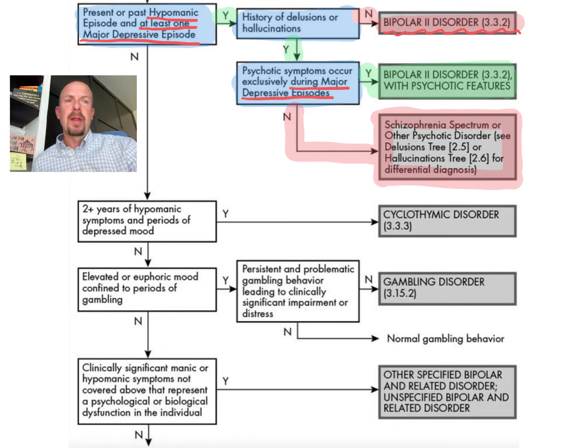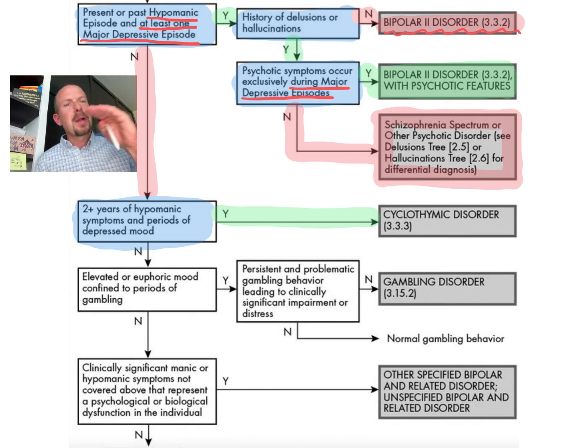Now let's continue down. Let's say that they haven't met the manic episode, they haven't met a hypomanic episode, so now we're really cruising down the pathway of discussing whether or not they've had 2 years of hypomanic symptoms and periods of depressed mood. So they haven't met the criteria for hypomania, they haven't met the criteria for a major depressive episode. If they haven't met those in 2 years, they've come close to depression, come close to hypomania, but haven't quite reached it after 2 years, then that would be a pretty classic cyclothymic disorder diagnosis.